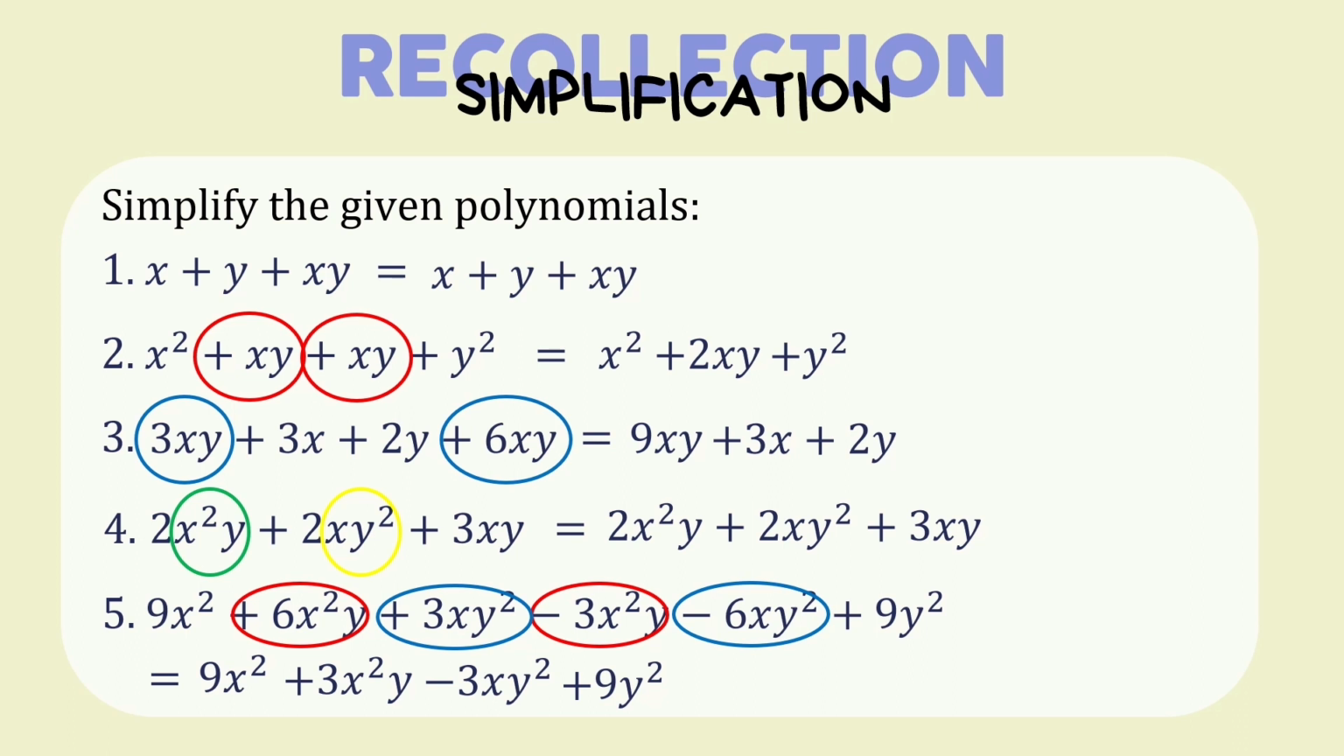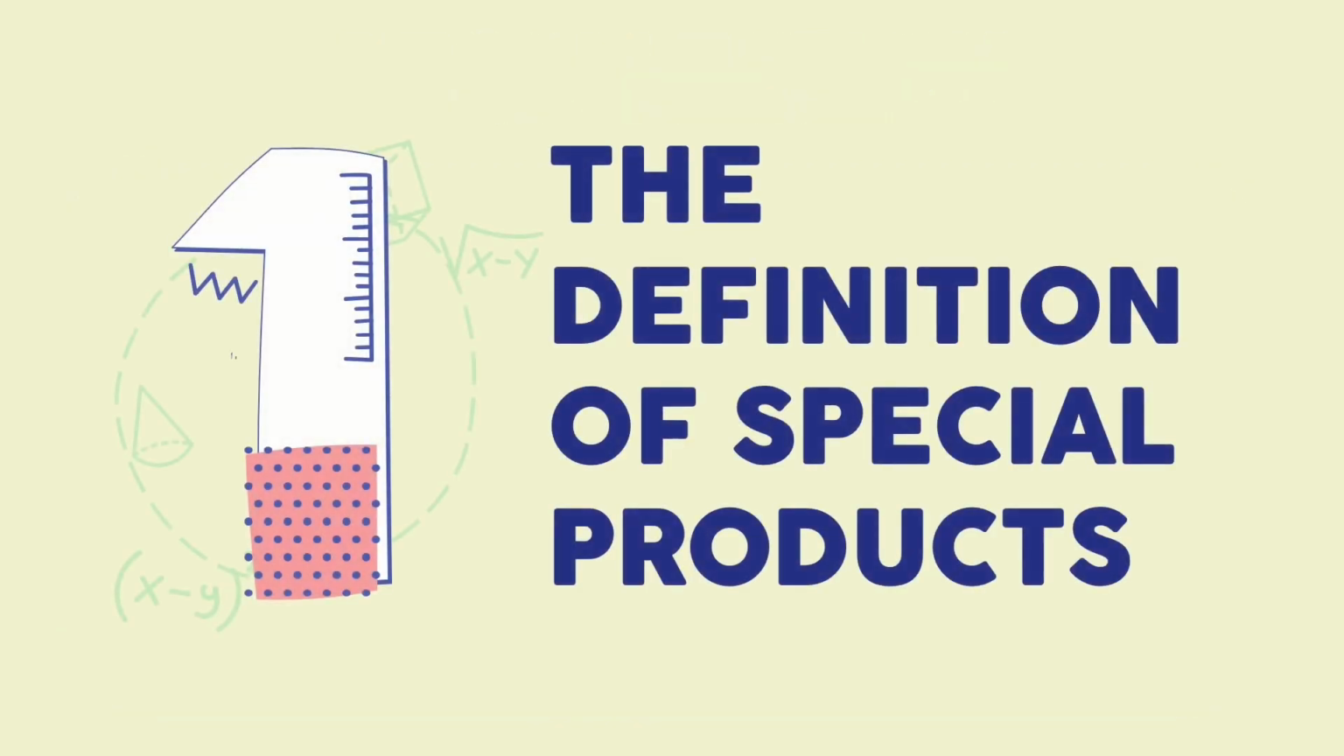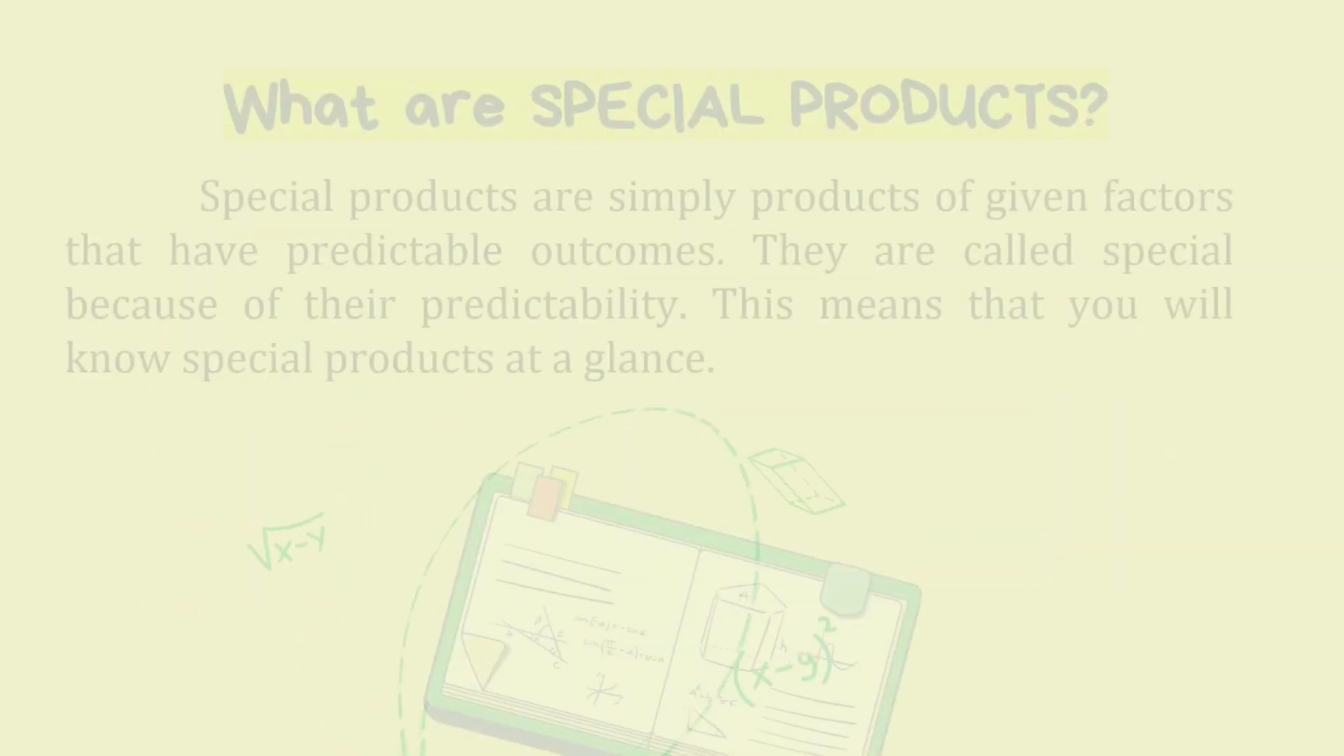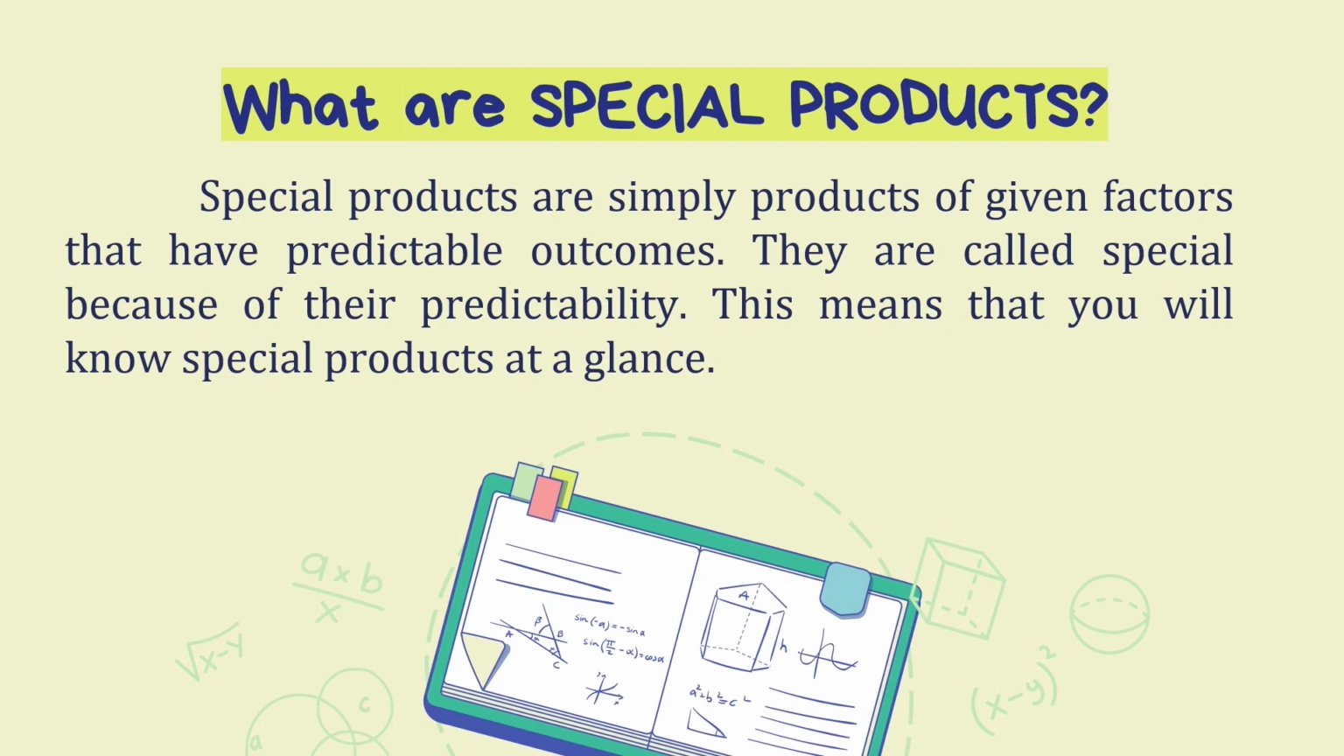So right now, I am hoping your brains were refreshed, so let's move on to the actual discussion of our topic. I've been reiterating special products for a while now, but what are special products? Special products are simply products of given factors that have predictable outcomes. Simply put, they are special because they are easy to solve. With this, you should be able to know special products once you see them.